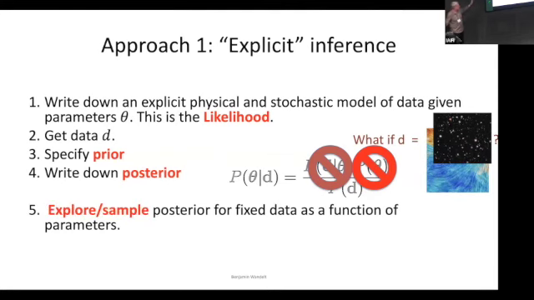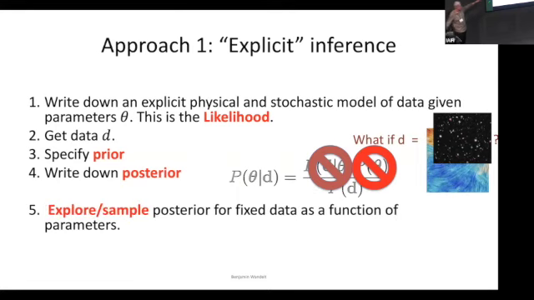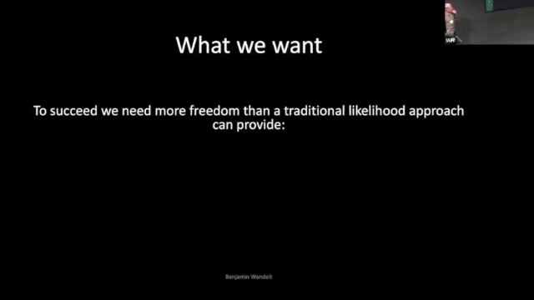Even if you can write this down, it can also be complicated to explore or sample the posterior. And I know whereof I speak, having been building hierarchical Bayesian models for quite a while now with many parameters and sampling techniques and so forth. And it's kind of an art form all of itself. Okay, so what we want is we want freedom.